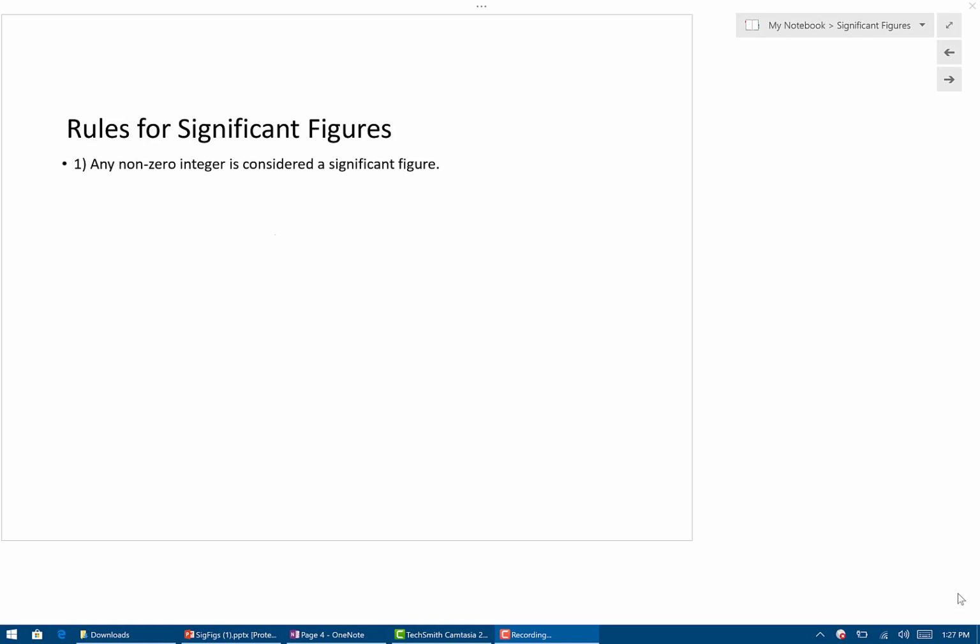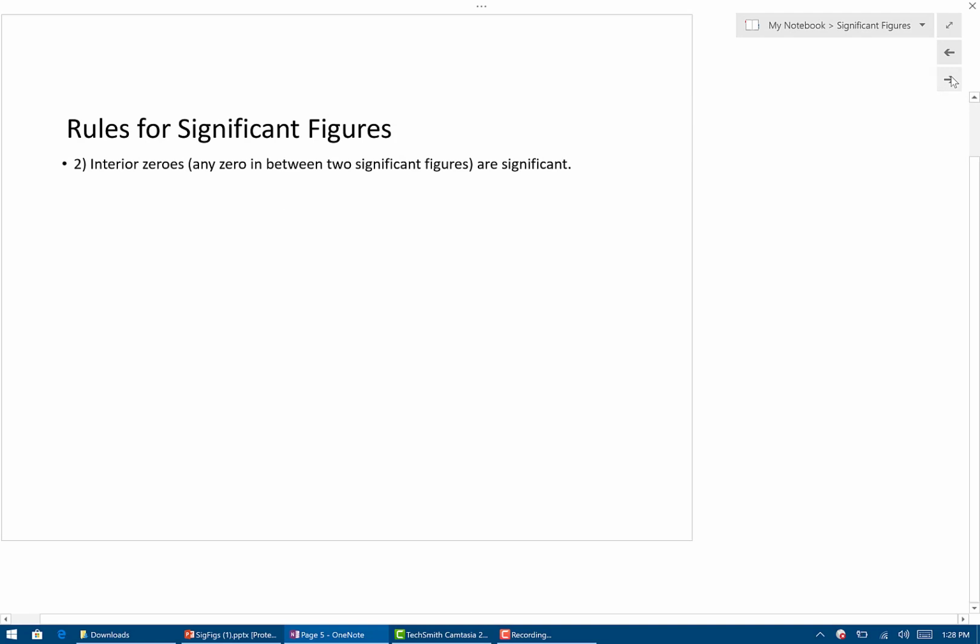We are going to go over the rules for identifying significant figures. So our first rule is any non-zero integer is considered a significant figure. For example, if you have the number 2.58, none of these numbers are zeros, therefore they're all significant here. So again, it can be 473. This would have three significant figures. So any non-zero integer is considered a significant figure. Pretty straightforward.